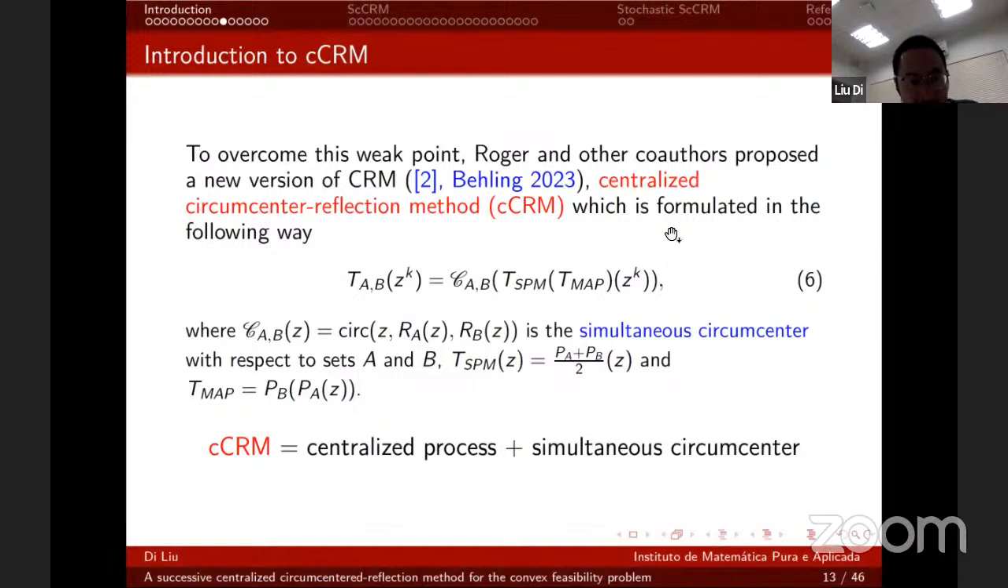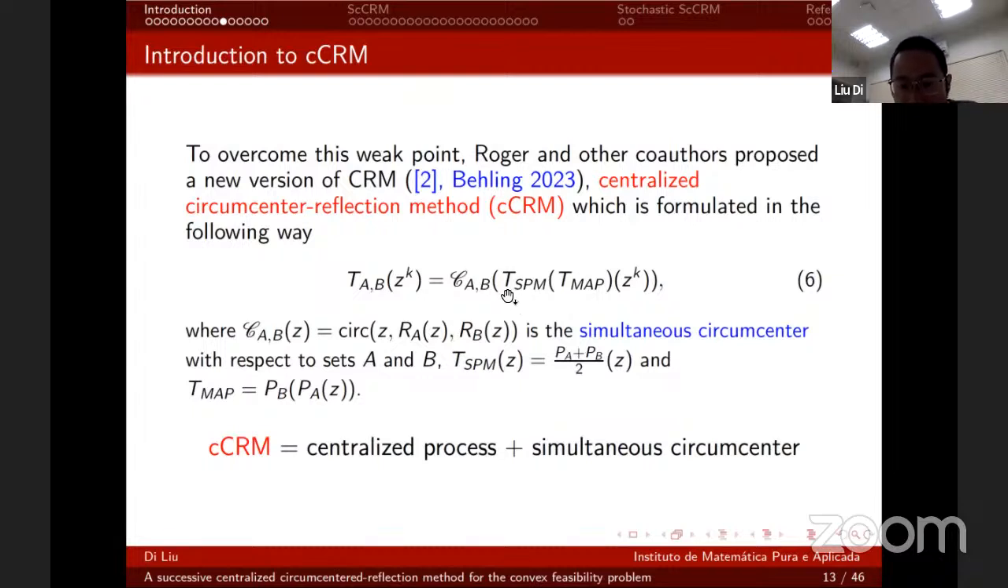Okay, so to overcome this drawback of the CRM, we need to use the product space. Here we introduce Roger and other co-authors, Luis, Rafael, Junior, and Professor Alfredo, who introduced a new version of CRM, called the centralized circumcenter reflection method, which is formulated in this way. Let me introduce it a bit here.